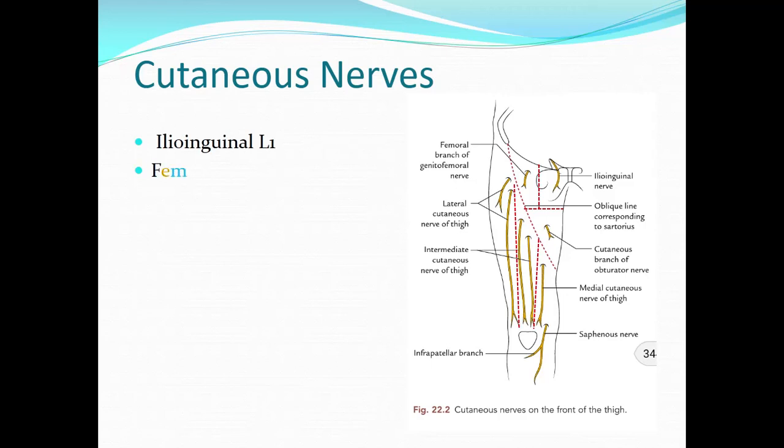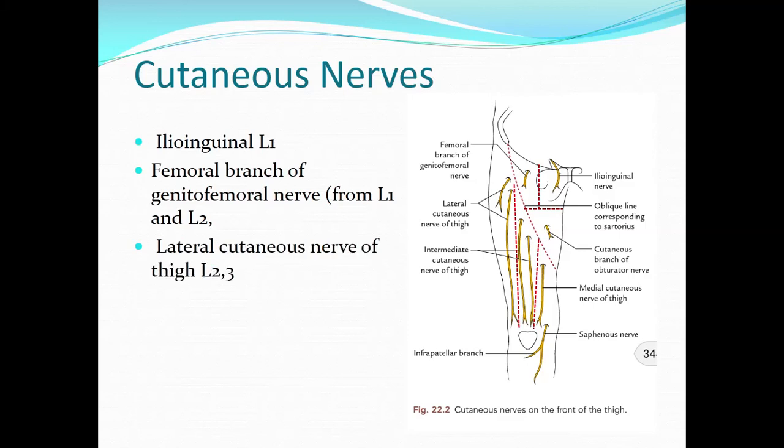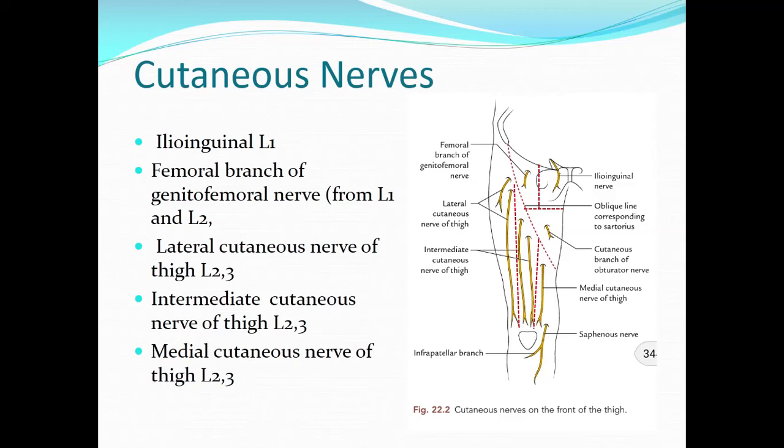Then femoral branch of genitofemoral nerve supplies the upper middle part of thigh above the sartorius muscle. Then the area below the sartorius muscle is divided into three parts: lateral, intermediate and medial. Lateral part is supplied by lateral cutaneous nerve of thigh, intermediate part is supplied by intermediate cutaneous nerve of thigh, and medial most part is supplied by medial cutaneous nerve of thigh.